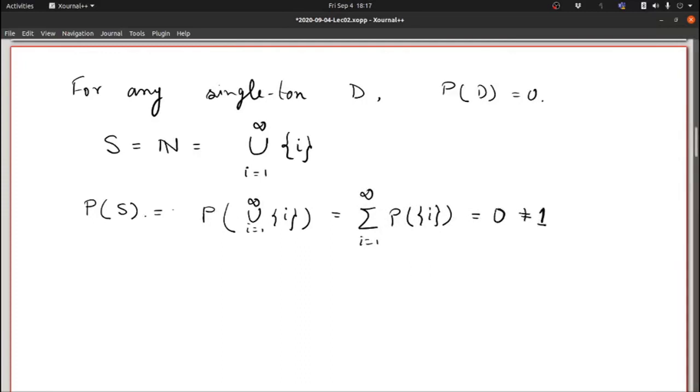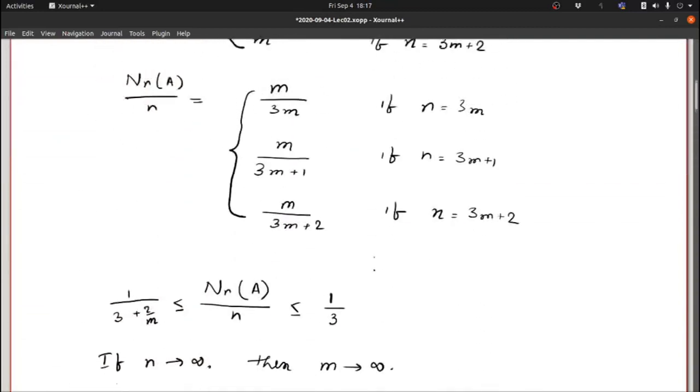But if P has to be a probability, then P of S has to be 1 because of the definition of the probability. And that is a problem. Okay, so you see that this particular definition gives us very meaningful values.